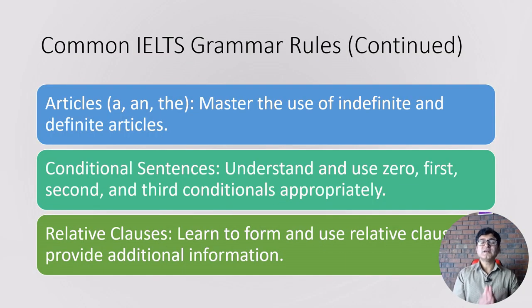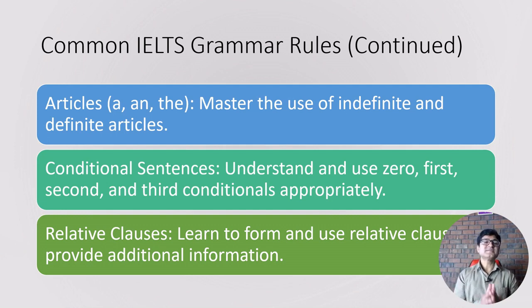Let's now learn a few more common IELTS grammar rules. For example, you need to learn how to use a, an, and the. So that means you have to master the use of indefinite and definite articles. You know, when we are talking about common things which we are not specifying, we use a with common things, and we use the when we are referring to particular things or specific things.